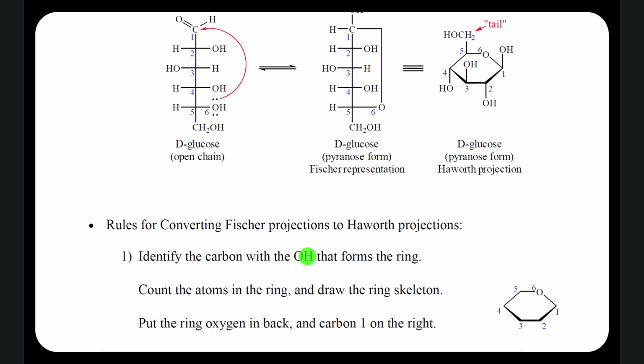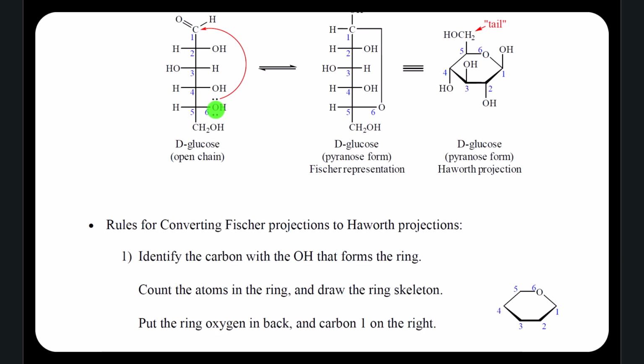What we're first going to do is identify which carbon and which OH is going to form the ring. We then want to count how many atoms would be in that ring. So for example here, using this carbon and this OH on glucose, we would have 1, 2, 3, 4, 5, 6 atoms in the ring, including the oxygen.